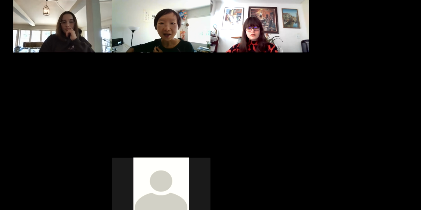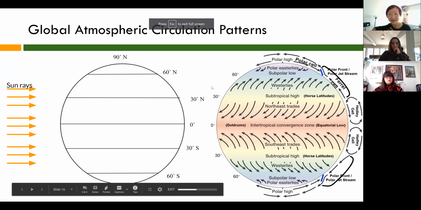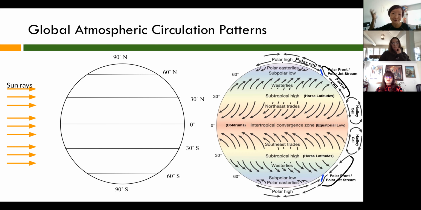Okay, so let me first share the screen. Let me first remind you what we had last time and your take-home message, the things you must know. The most important thing last time is the global wind patterns. For local wind patterns, you can always use high-low pressure to figure that out.